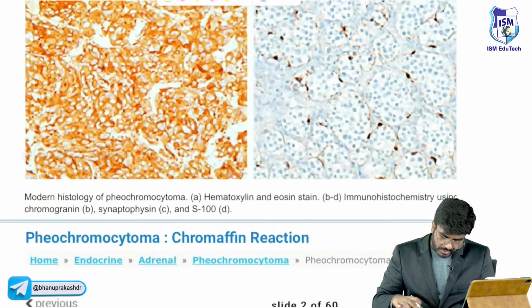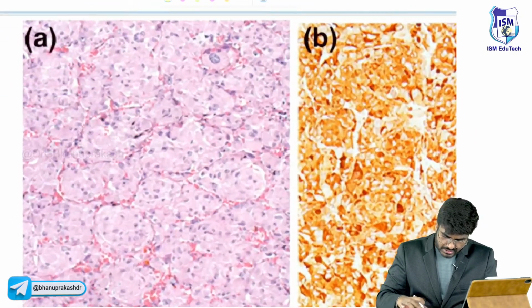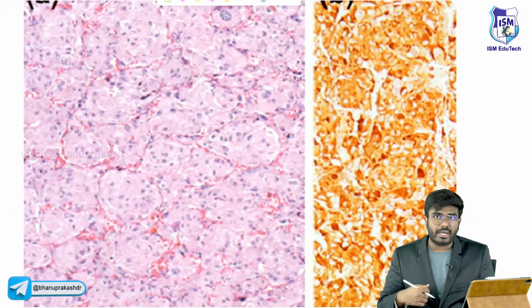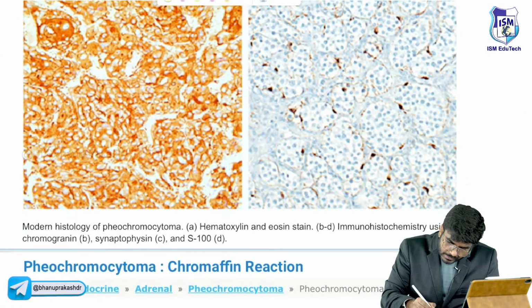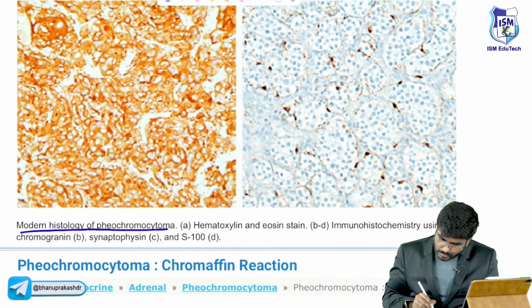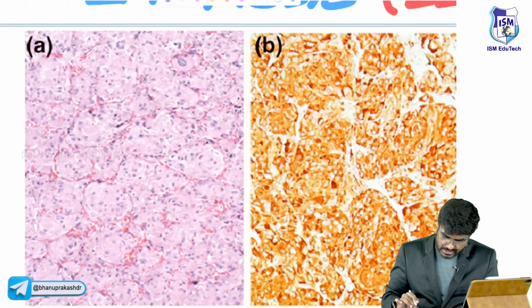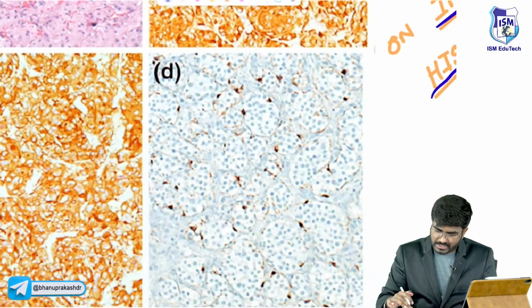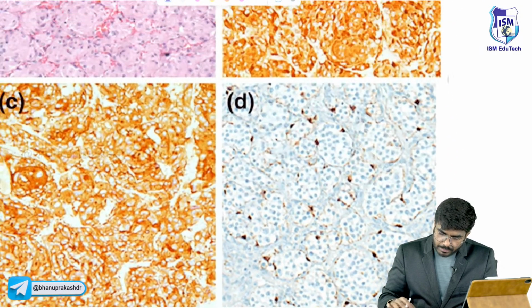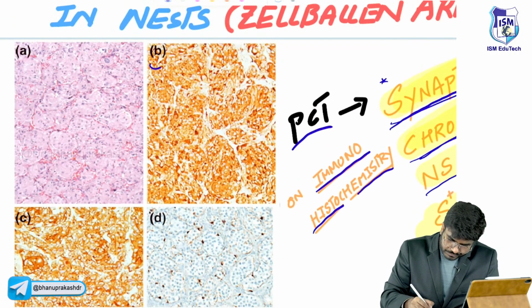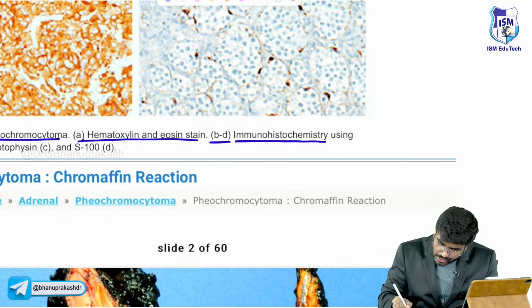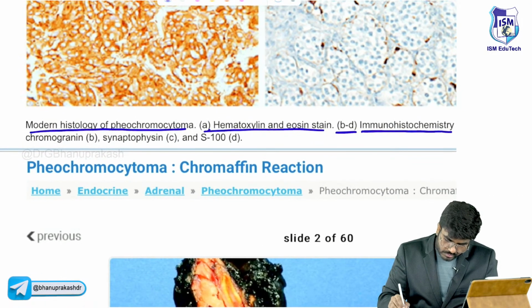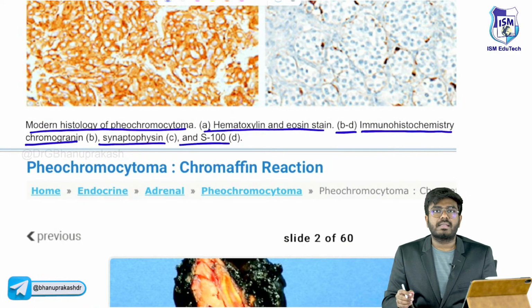You can look here at the histology. You can still see the Zellballen pattern. Now, what are A, B, C and D representing? This is the histology of the pheochromocytoma. A is the hematoxylin and eosin stain, the normal H and E stain, pink and blue. B to D is the immunohistochemistry, done using chromogranin, synaptophysin and S100 positivity.